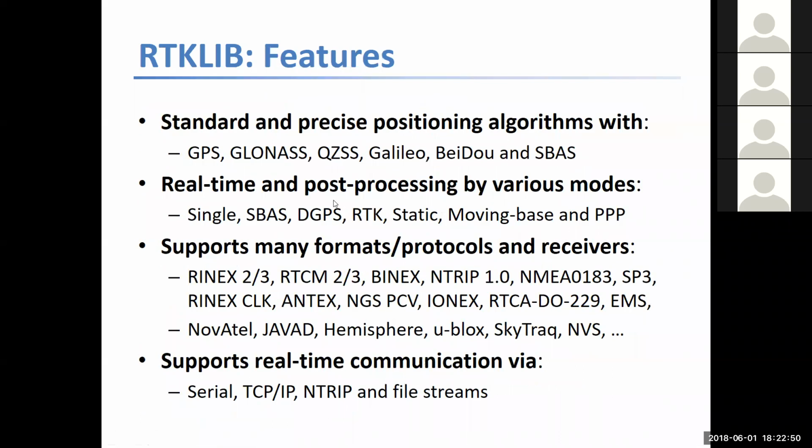The features of RTKLIB: standard and precise positioning algorithms with multi-GNSS, including SBAS, real-time and post-processing by various modes: single point positioning, SBAS differential correction, differential GPS, RTK, static mode, moving base, and PPP. Moving base means, as you might know, what a GPS compass uses, moving baselines. It supports many formats, protocols, and receivers. So you don't have to develop the RTCM3 input stream or BINEX or NTRIP.